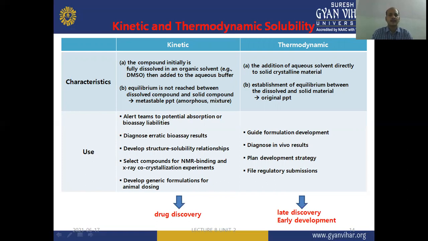For kinetic solubility, the uses are like this. It can alert teams to potential absorption or bioassay liabilities. The second use is to diagnose erratic bioassay results. The third use is to develop structure solubility relationships. It can be used to select compounds for NMR binding and X-ray co-crystallization experiments. It can also be useful in developing generic formulations for animal protein studies. So ultimately, it can be helpful in drug discovery.